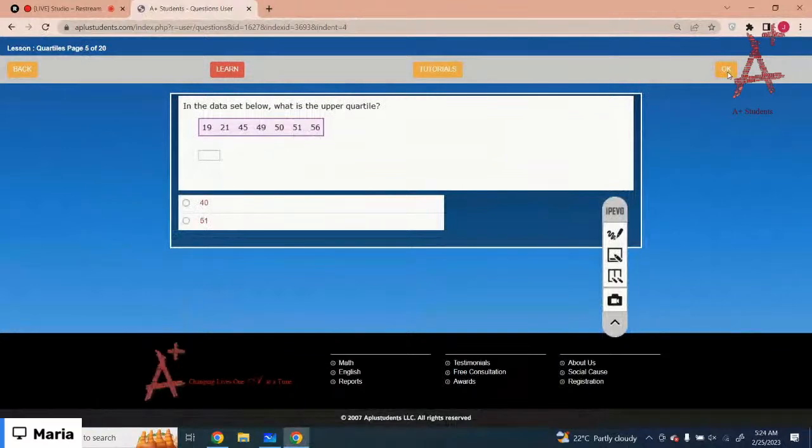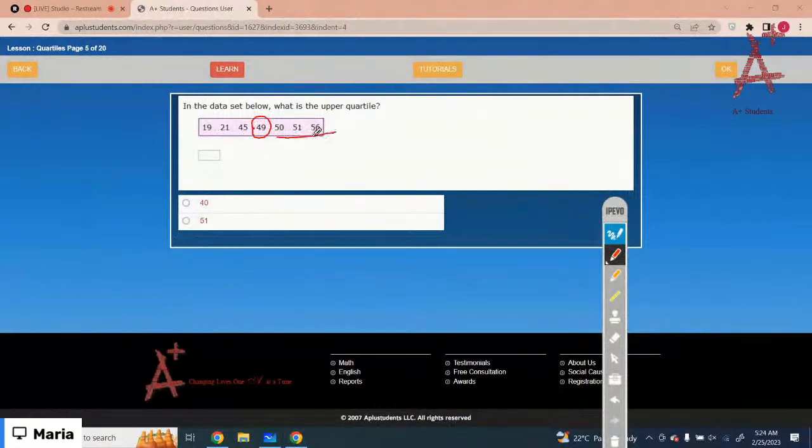Okay, in the dataset below, what is the upper quartile? 1, 2, 3, 4. Okay, that is the median, and this is the upper half. So the upper quartile is 51. Got it? So the correct option is 51.